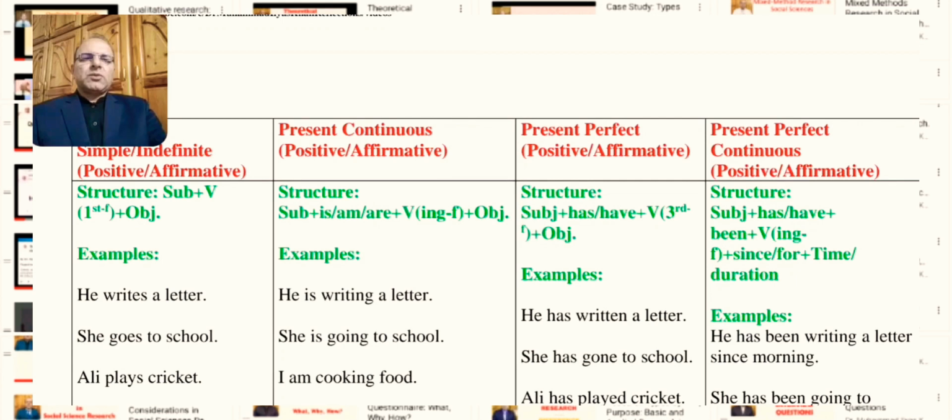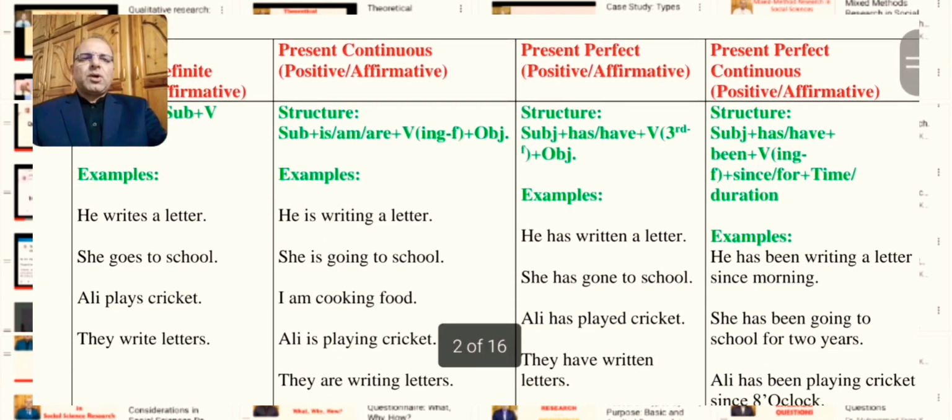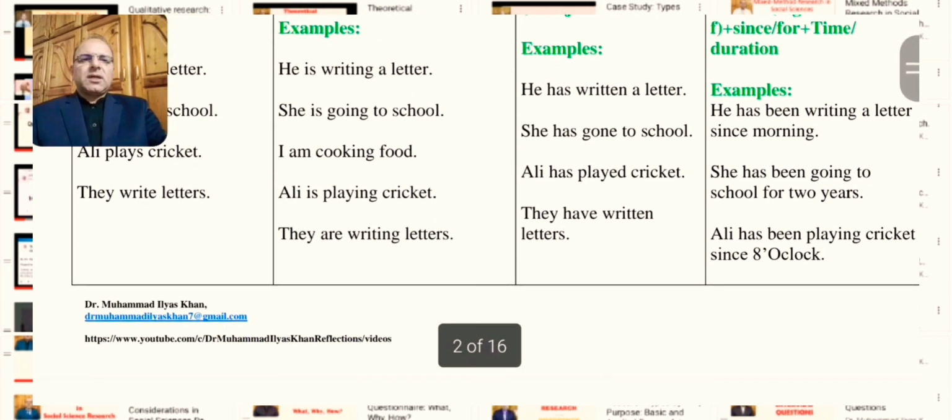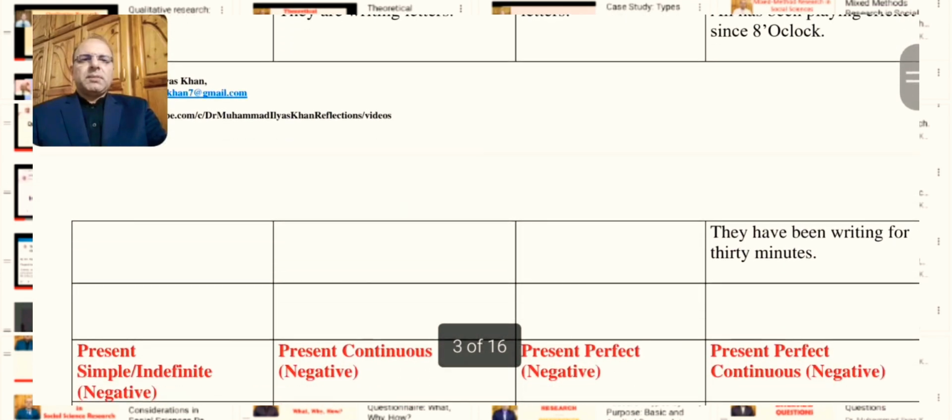So since is used where we have a fixed time point, while for is used when we have a duration of time. So here are examples of this. He has been writing a letter since morning. Now, morning is a fixed point of time. That's why we have used since with it. She has been going to school for 2 years. Here 2 years is not a fixed point of time but a duration, and so we have made use of for instead of since. And so there are these other examples that can help you understand this structure better.